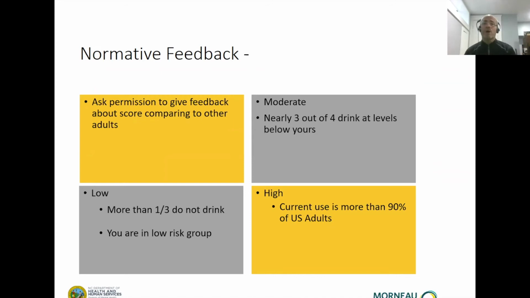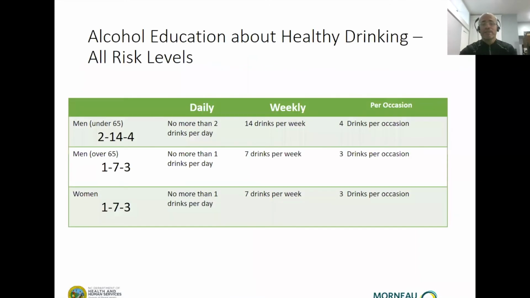For instance, even at moderate, you want them to know that, hey, maybe, no, not maybe, 3 out of the 4 drink at levels below yours, just so you know. So sometimes it's painful information for them to take in, but it could save their life, especially at high risk levels. So you guys probably know, maybe you don't if you're new to this field, the 2, 14, and 4, we can call it the pattern guide, and the 1, 7, and 3.